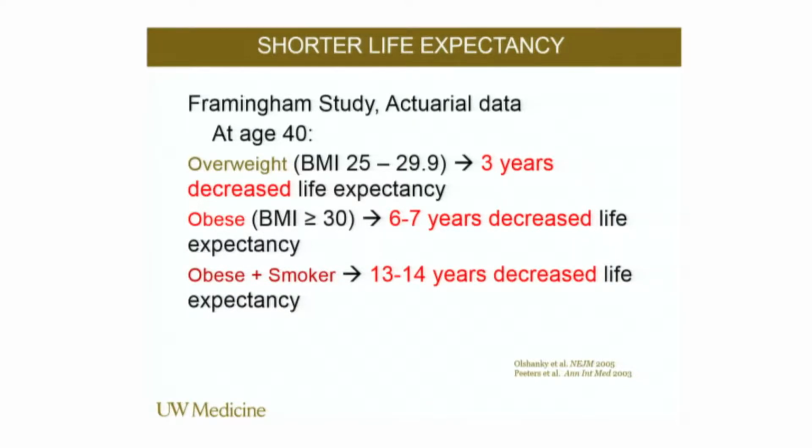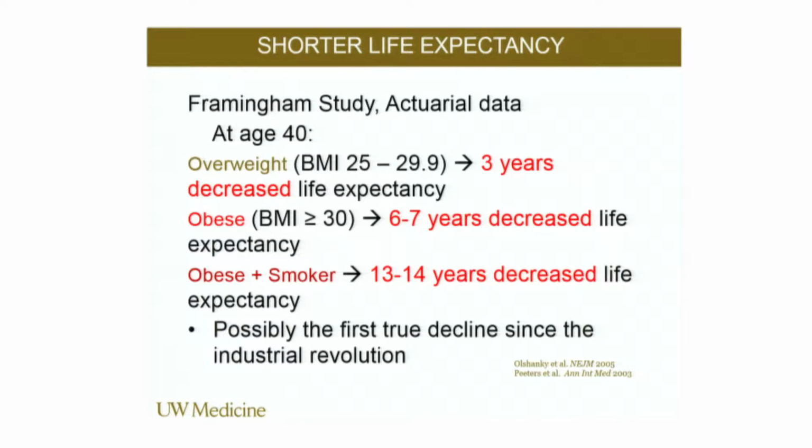bariatric surgery. If you take a 40-year-old person, and I'm almost 40 years old, so I sometimes assess myself like this, look at someone's weight at that age. If they're overweight, which is a BMI between 25 and 29.9, they're going to shave 3 years off of their expected life. If you're obese, so between 30 and 35, 6 to 7 years of lost life. And if you're obese and smoking, more than a decade of life lost. And some folks think that this is possibly the first true decline in life expectancy since the Industrial Revolution. So we've had 120 years of medical advances, and now because of this massive health problem, we are starting to see how some of that might be undone.